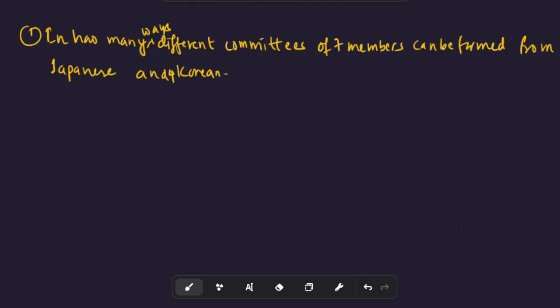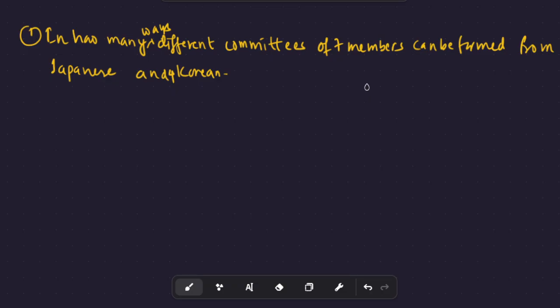This is our question. Okay, there are altogether 8 Japanese and 4 Korean. We have to form the committee of 7 members in total. The question has not given us the conditions or restrictions whether the definite number of Japanese or definite number of Koreans should be taken. That's not stated by the question, so that is why we can do it on our own.